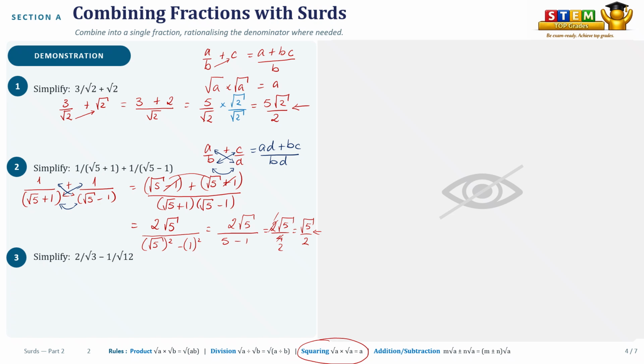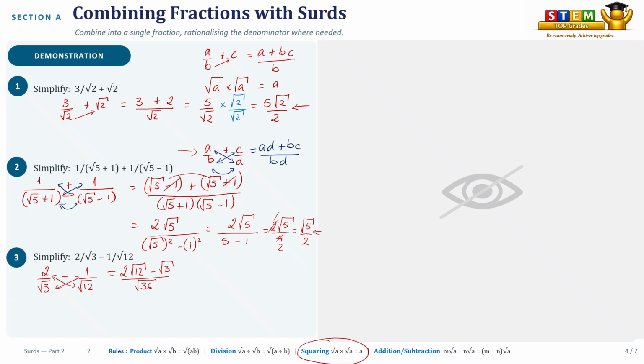Next one. Now we got 2 over root 3 minus 1 over root 12. Okay, now that looks a bit like this type of calculation. So we're going to do our cross multiplication as we did before. So let's multiply these two together. So that's going to be 2 root 12 minus, multiply these, minus root 3. And also we're going to get root 36.